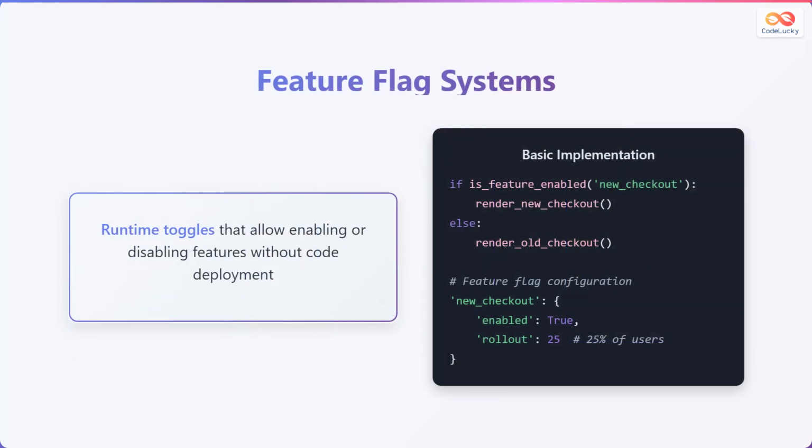Feature flag systems utilize runtime toggles that allow you to enable or disable features without requiring a code deployment. The provided code example illustrates a basic implementation, where a feature flag determines whether to render a new or old checkout process. The configuration specifies whether the new checkout feature is enabled and its rollout percentage, indicating the portion of users who will experience the new feature.